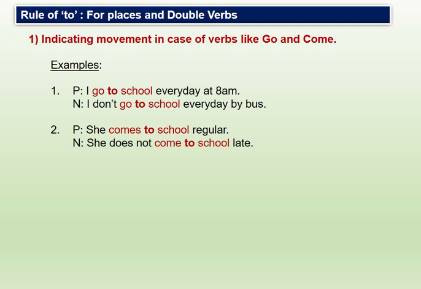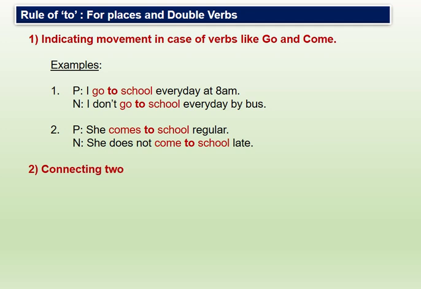The rules of simple present tense have been used, and on top of that 'to' has been added to indicate the school or college, whatever the place is, right? So she comes to school regularly, she does not come to school regularly or late. I have made little changes in negative sentences so that the meaning of the positive does not change. Anyway, let's move on to the next rule of 'to', guys.